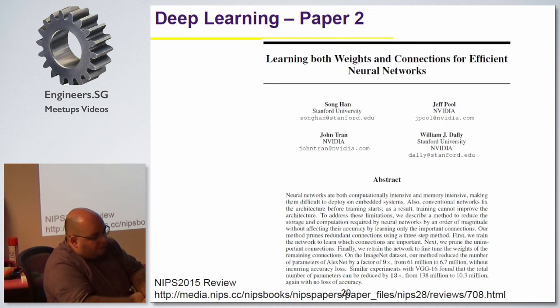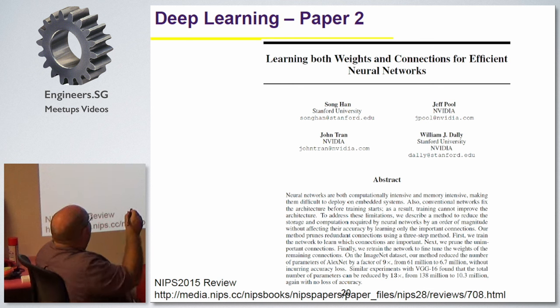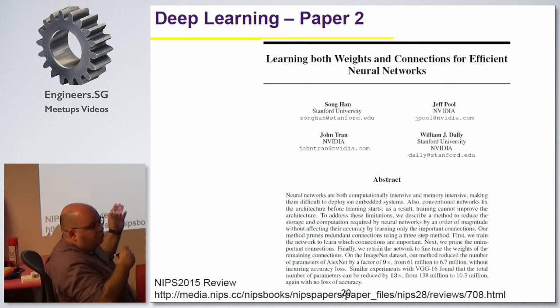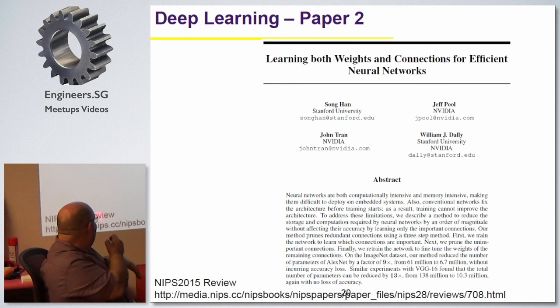Another paper, which was more or less from the same team, is a NIPS conference paper. Compared to the previous one, I would say NIPS is a higher caliber conference. And this one is a paper that was from the year before. This paper, in the same trench, provides quite similar results. For me, the interesting thing is this.